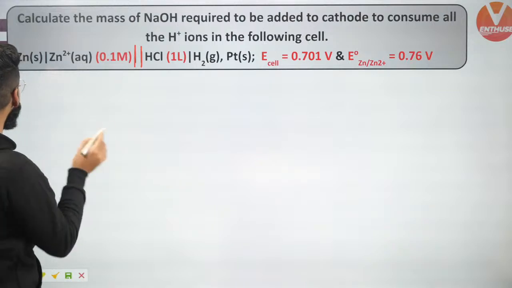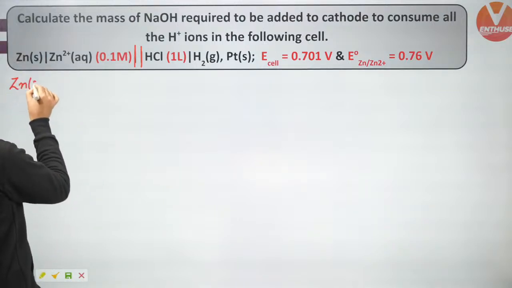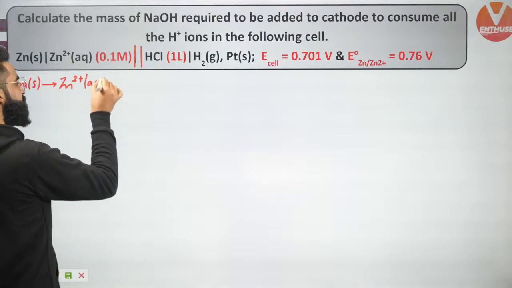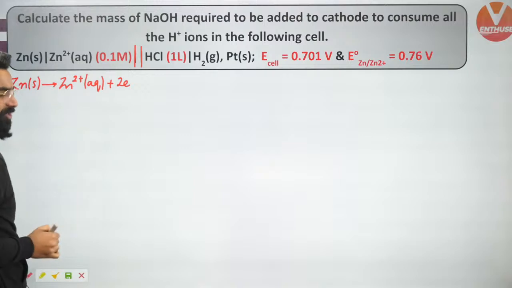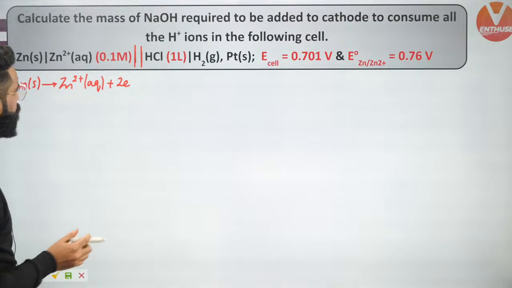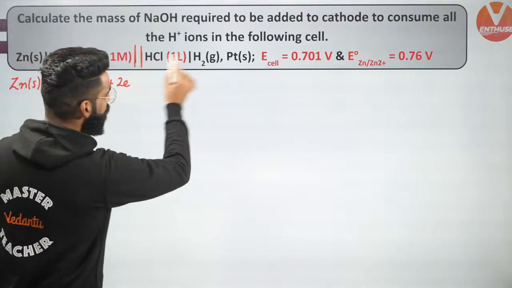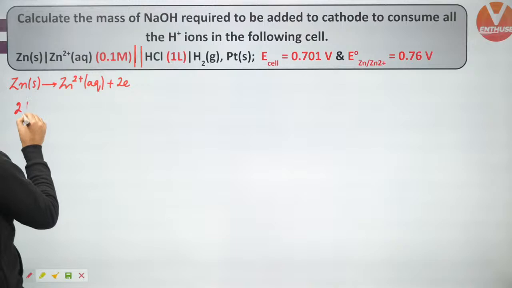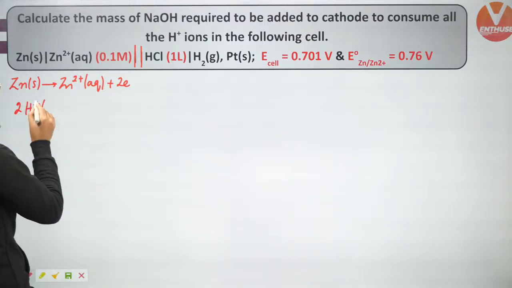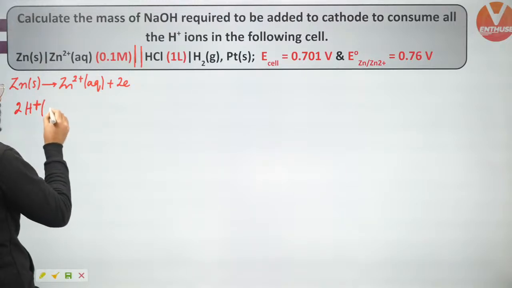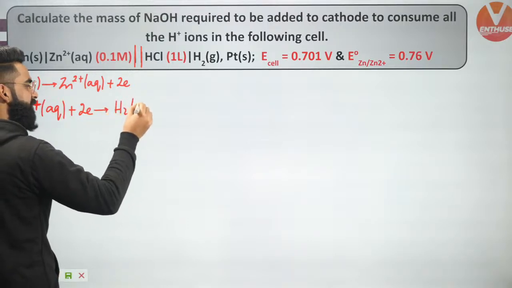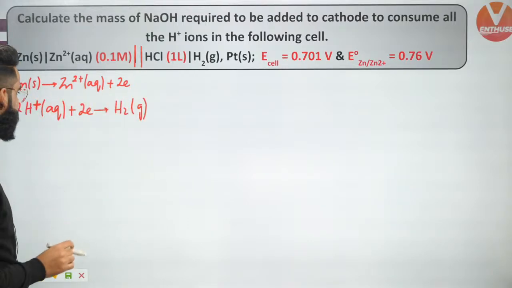So what is going to be the reaction taking place at the anode? It's going to be Zn solid changed to Zn2+ aqueous plus 2 electrons. This is the reaction which will take place at the anode. Similarly, what is going to be the reaction at the cathode? Since the cathode is the hydrogen electrode, the reaction at the cathode is going to be 2H+ aqueous plus 2 electrons changed to H2 gas.